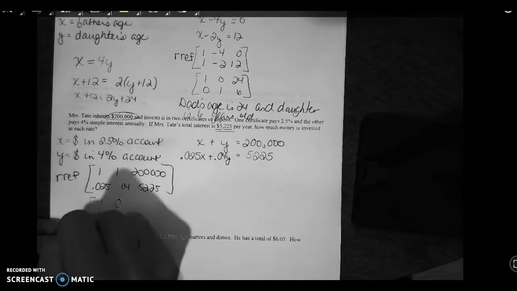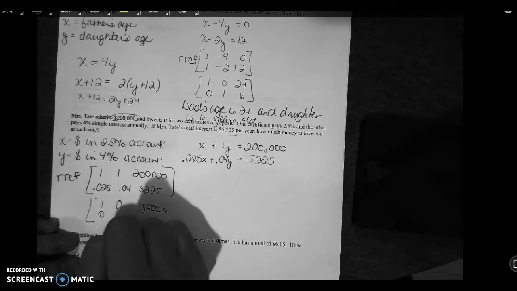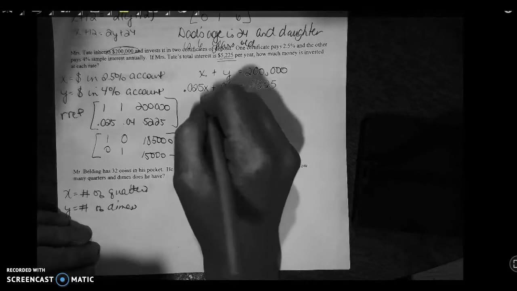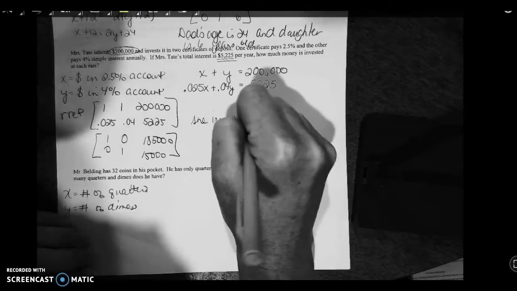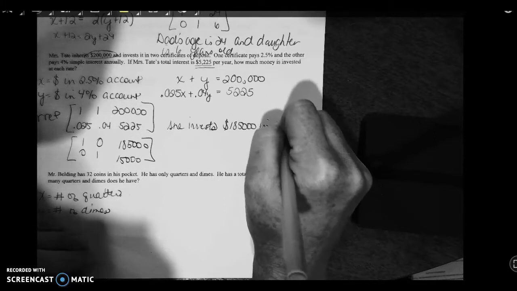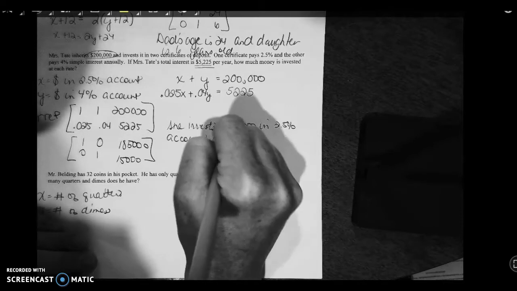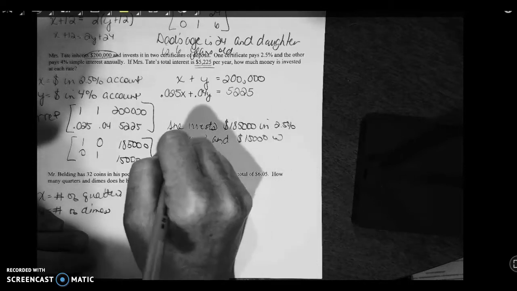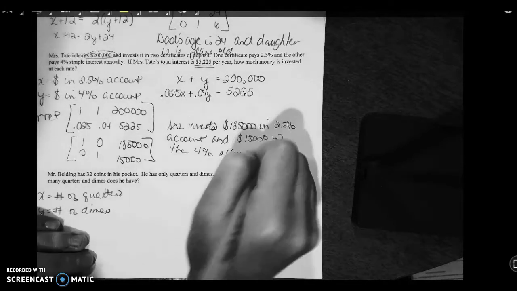And then again, for showing my work, I'm going to write the matrix that I've gotten. So, she invests $185,000 in the 2.5% account, and $15,000 in the 4% account.